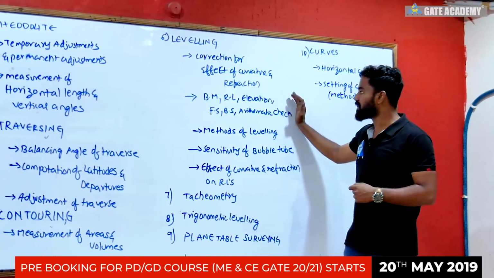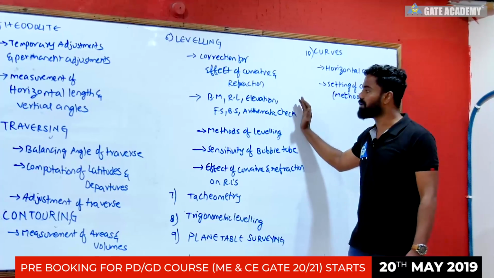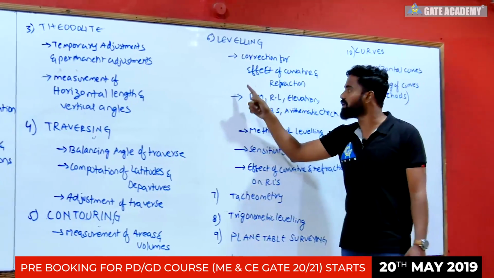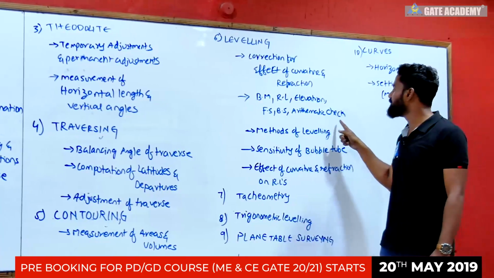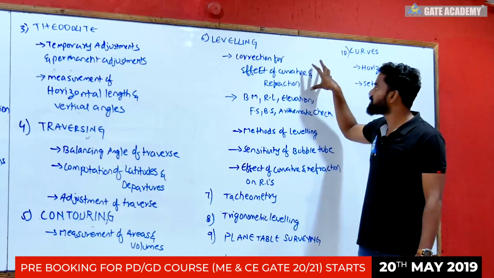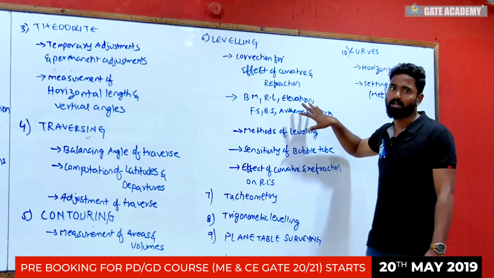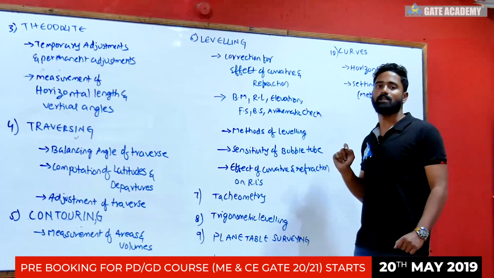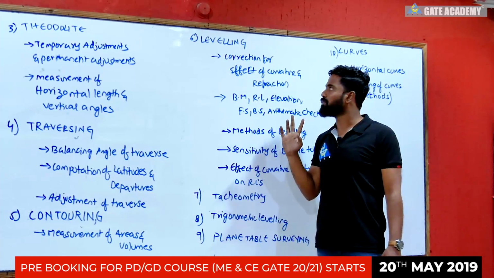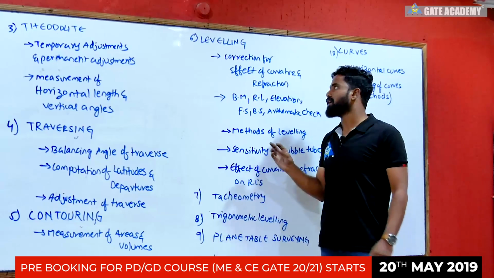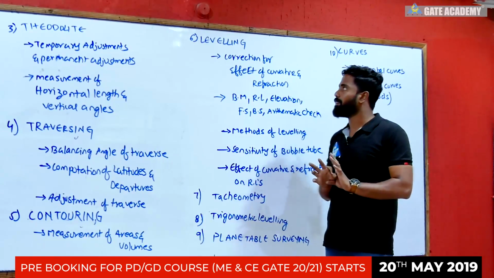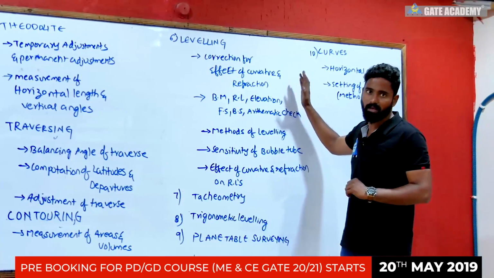And bending moments, RLs, elevations, foresight, backsight, arithmetic check: this is generally seen in engineering services examinations, and correction due to the effect of curvature and refraction on these RLs. This is also seen in ESE examinations. Generally it is not given in GATE because it becomes lengthy, but if he wants to give, he will give it in short form. Those types of questions will also be discussed.